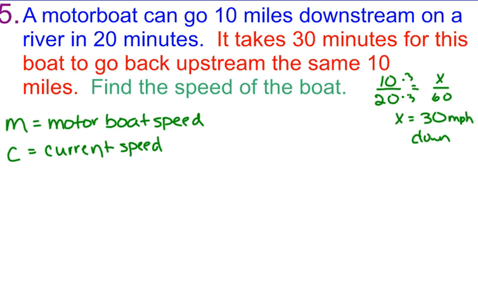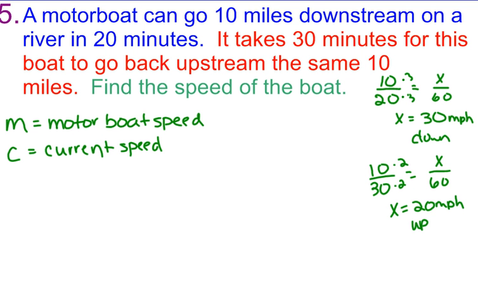Then it said it took 30 minutes to go back upstream. So it took me 30 minutes to go the same 10 miles. So 10 miles in 30 minutes would be how many miles in 60 minutes? Well, here I times by 2. So when I was going upstream, I was only going 20 miles per hour. And that's when the current was working against me, right?